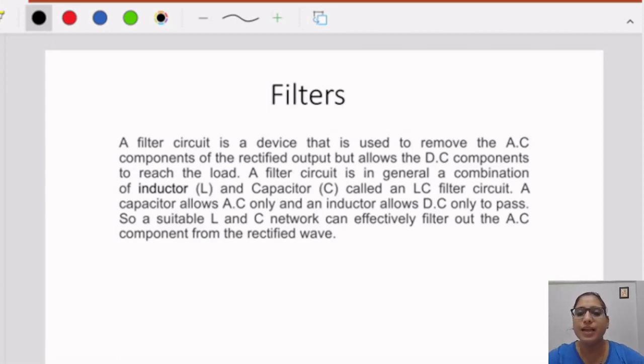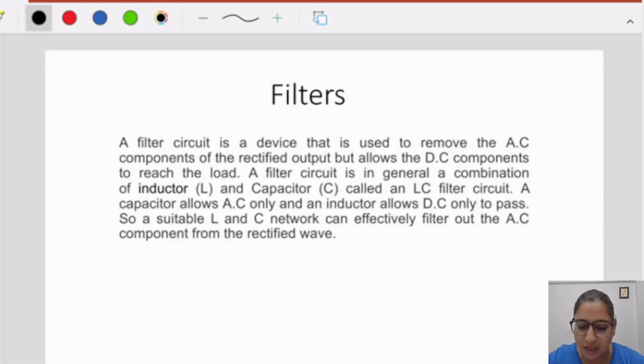In this class, we will study filter circuits. In our last classes, we already completed the discussion on rectifiers. The rectifier circuit output is nothing but pulsating DC. In pulsating DC, both AC as well as DC components are present. So, to remove those AC components from the output, we need filter circuits. After that, we will convert that pulsating DC into steady DC.